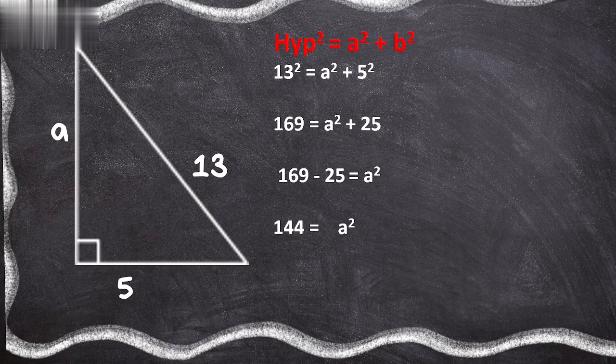At this point, what do we need to do? We have a square sign here. What cancels out square sign? Square root. So all we have to do is to find the square root of both sides. The square root of 144 is 12, and the square root will cancel the square. So the square root of 144 is 12 equal to a. Therefore, our answer is a equals 12. So this is all you need to know about basic Pythagoras theorem.